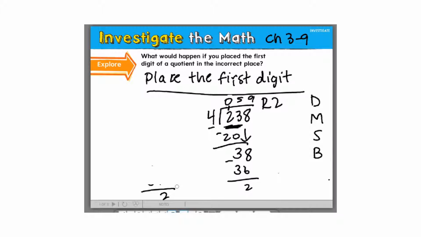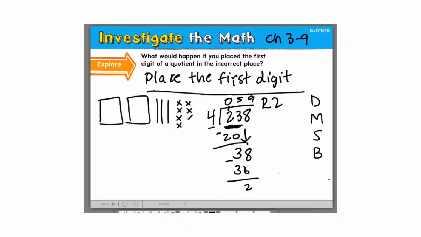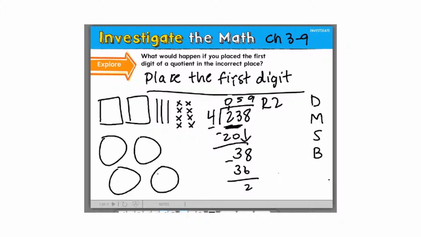Watch the picture. This is why we drew the pictures, because that way you can think about it in your head of exactly what we're doing. If I have 200, they look like this. 30 would be 3 of those, and 8 ones. If I have 4 circles that I'm dividing those amongst, can I divide those 200 blocks among 4 circles?